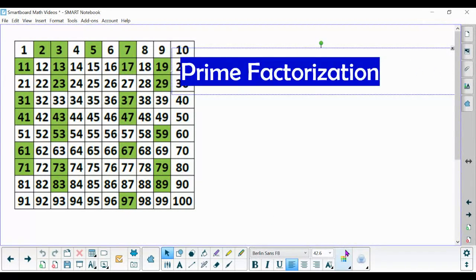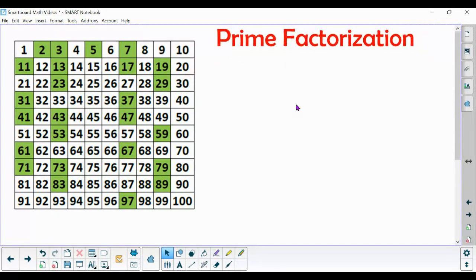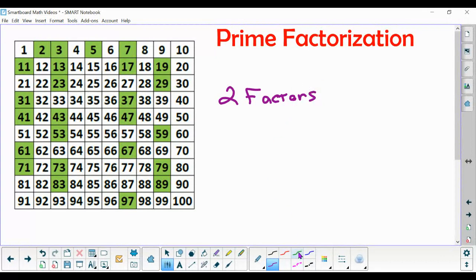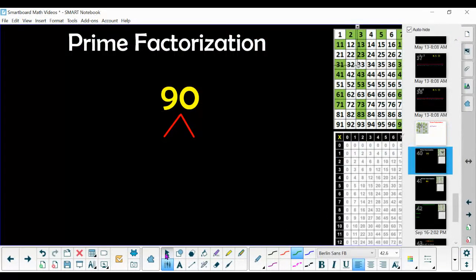Alright, so prime factorization. When it comes to prime numbers, you need to remember that prime numbers only have two factors. Just two factors. An example of a factor is when you get two numbers and you multiply them to get that number. Let me get a multiplication chart to help me explain it better.